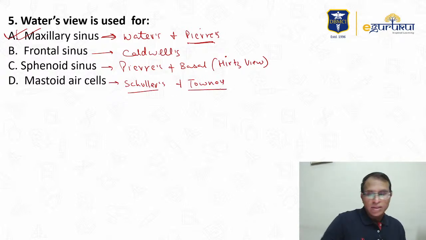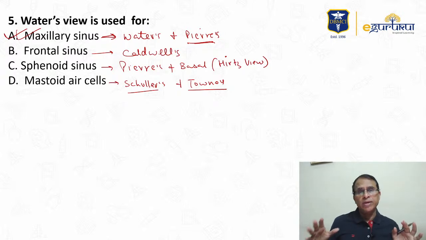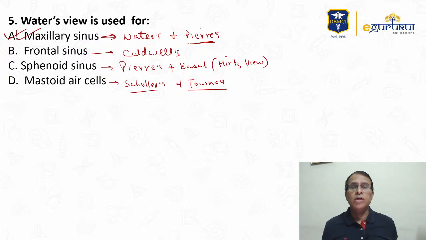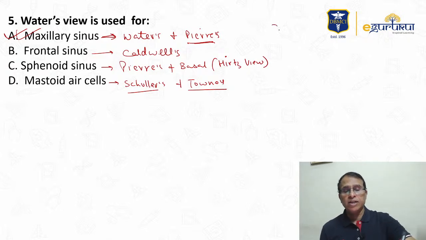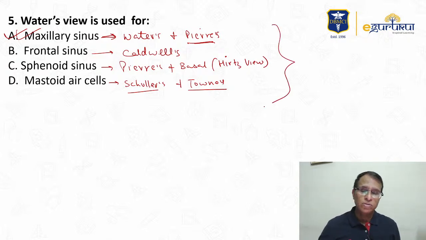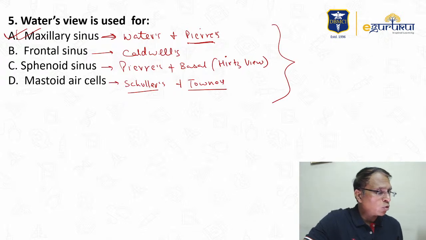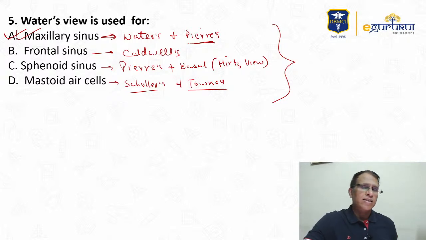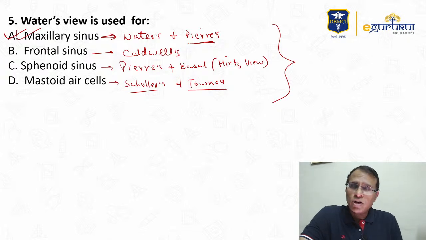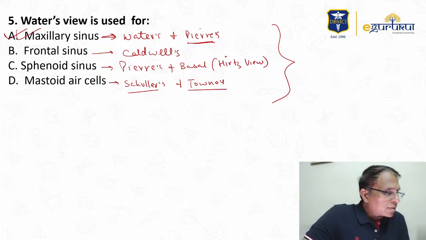Actually, this will cover all the important X-ray views from the ENT point of view. These are the only important X-rays that they ever ask. They don't go beyond this. So this covers pretty much every X-ray that you have to know from the ENT point of view. But remember, in mastoid we do two views.